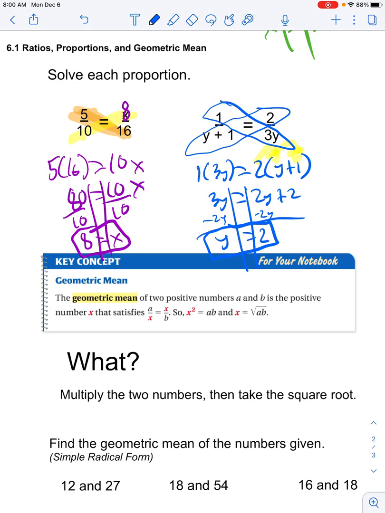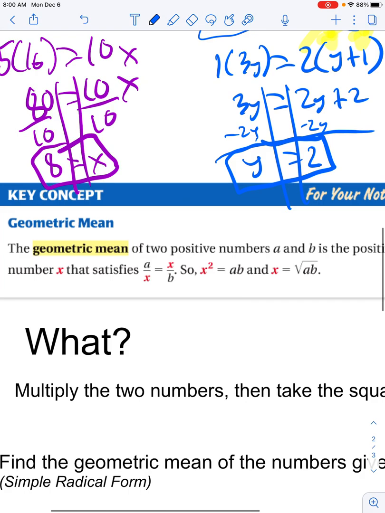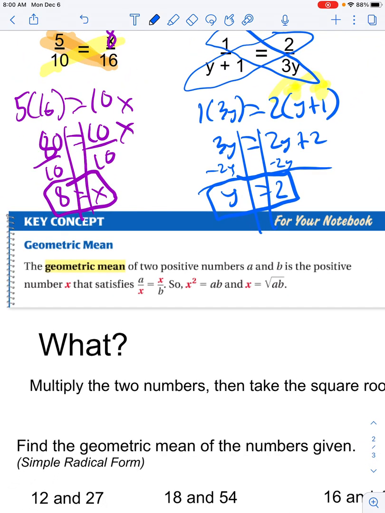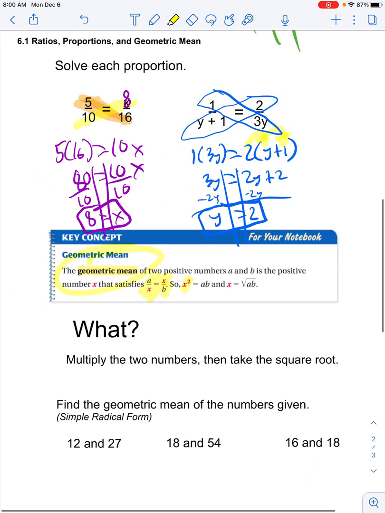All right, the geometric mean. So again, make sure when you're taking your notes, you write this down. The geometric mean of two positive numbers, A and B, is the positive number x that satisfies this. This is the formula that you really got to make sure that you have. If you think about cross multiplying, you get x squared equals A times B. But if you want to solve for the geometric mean, then you have to multiply them and then take the square root of it.